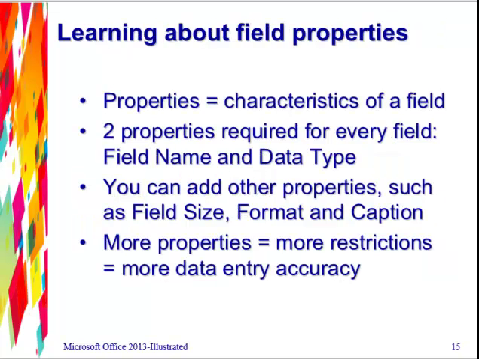More properties equal more restrictions and more data entry accuracy. In other words, the more restrictive you are in zeroing in on what your fields hold, the more it will help ensure data accuracy. And if there are errors during the data entry phase, it will actually help flag those errors and help avoid table data entry errors.